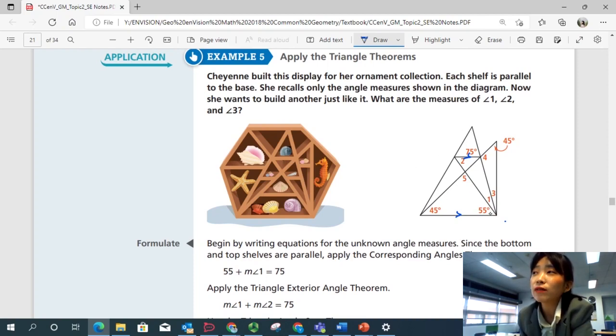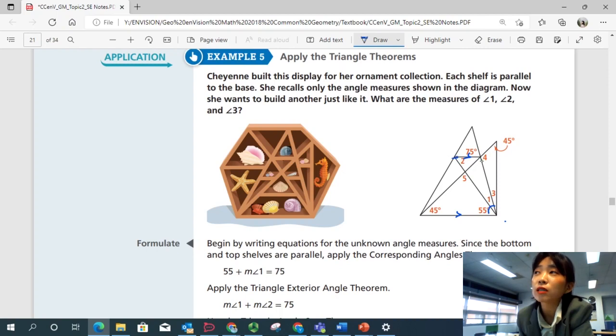So 55 plus 1 is one angle, and that corresponds to the angle here, 75 degrees given. So 55 plus 1 is equal to 75. Using the triangle exterior angle theorem, we can say that angle 1 plus angle 2 is equal to 75.